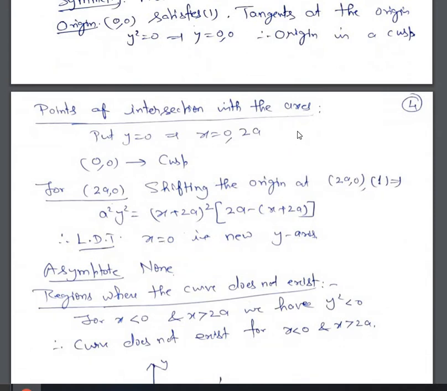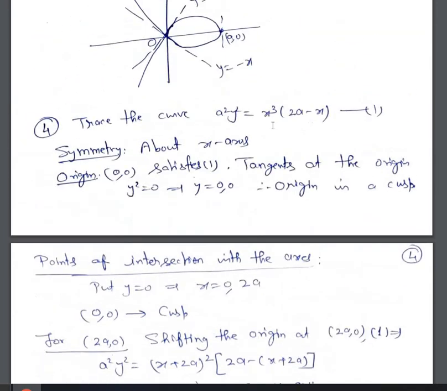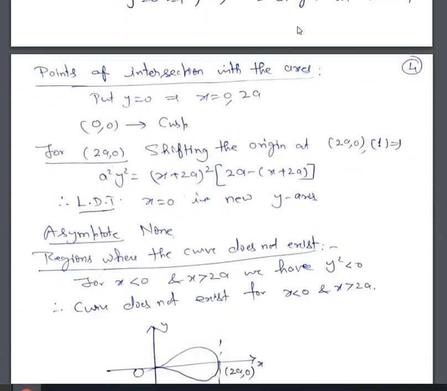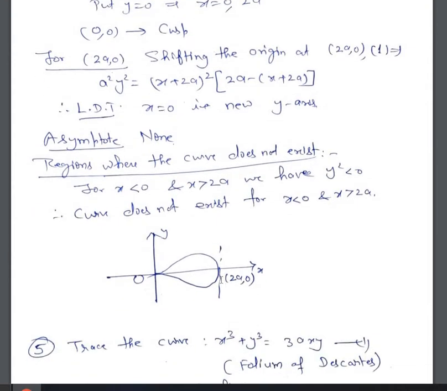Points of intersection with the axis. Now if you put y is equal to 0, we get x is equal to 0, x is equal to 2a. Now 0, 0 is a cusp, and for finding out the tangent at 2a comma 0, we shift the origin to 2a comma 0. Then the equation becomes a square y square is equal to x plus 2a whole square into 2a minus x plus 2a. Now if we equate lowest degree term, again we get x is equal to 0. X is equal to 0 means new y-axis. So at 2a comma 0, the tangent is new y-axis, a line parallel to y-axis.